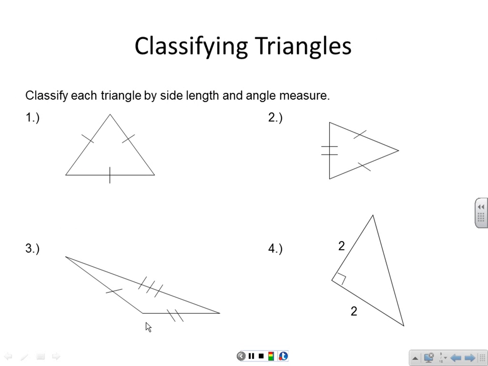Okay, so classify each triangle by side length and angle measure. So if I look at these tick marks, we learned this in geometry, these are congruent marks. And since all sides have just one congruent mark, that means that all sides are congruent. So that means that this triangle, according to the sides, is equilateral. And since all sides are equal, we also know that all angles are equal, so this is going to be equal angular as well.